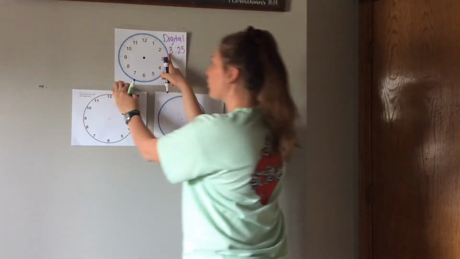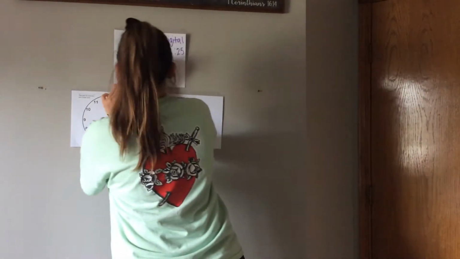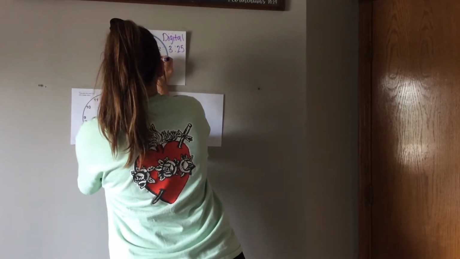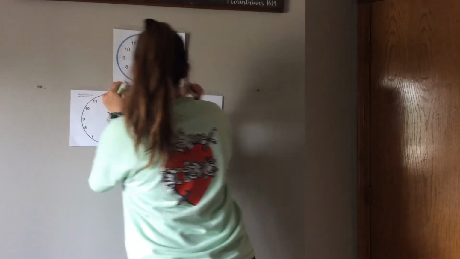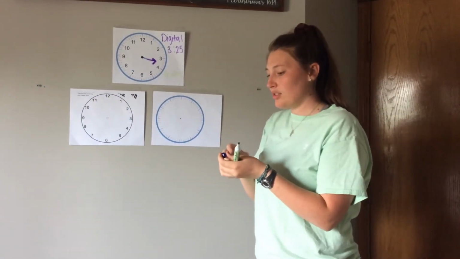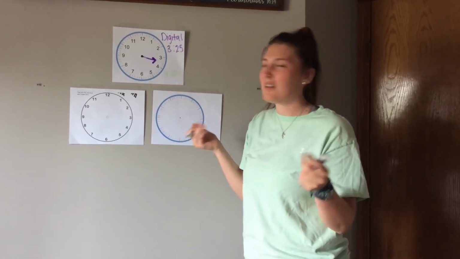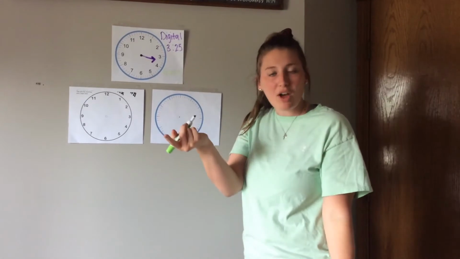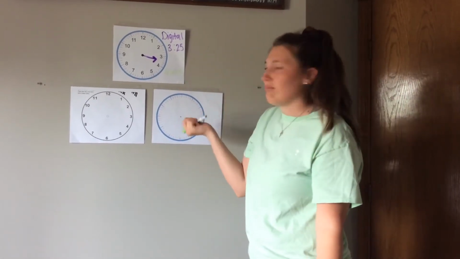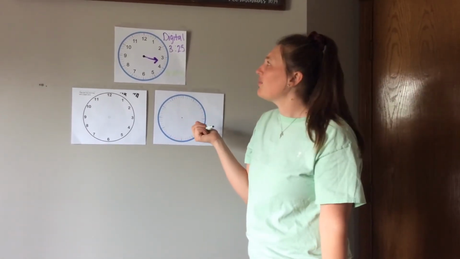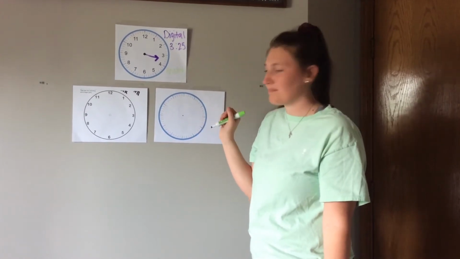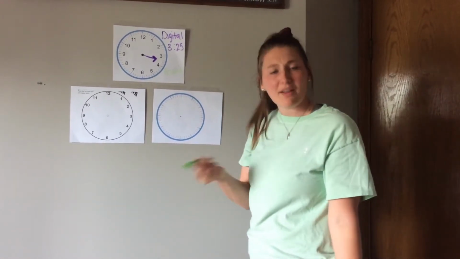So we're going to write 3:25, okay? So 3, perfect. Okay, my shorter hand. So how do I know how many minutes it's been? How do I show that? Exactly, yeah, I have a longer hand. Okay, but how do I show 25 minutes? Yeah, I'm going to have to count to 25.